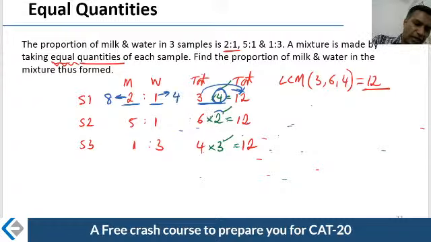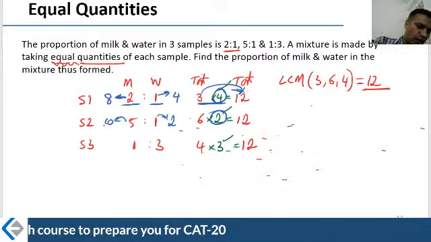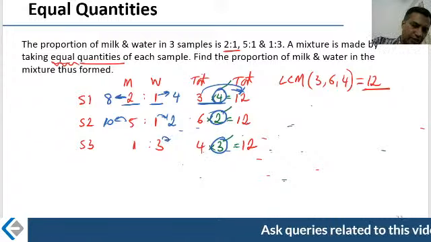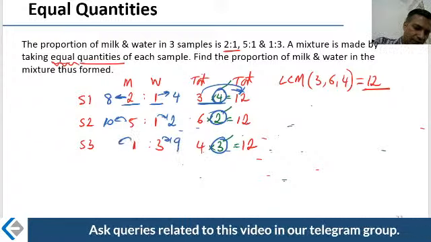What about the second one? Multiplied throughout by 2. Therefore, 5 into 2, 10. 1 into 2, which has become 2. Perfect. What about the last one? Multiply throughout by 3. Therefore 3 times 3, which is 9. 1 times 3, which becomes 3.